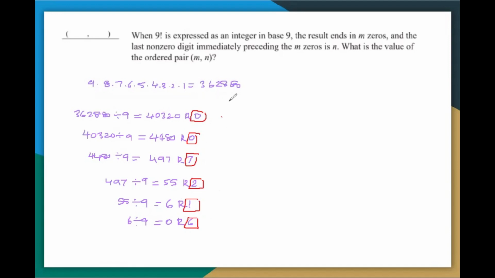So then this number, 36, 28, 80, which is in base 10, is equal to 6, 1, 2, 7, 0, 0. And this is base 9. So like if you remember, we just said there are 2 zeros at the end, so which is 2 zeros right here. Then that is our M. And then right before those 2 zeros, the digit is 7. So that is still 2, 7 as before.